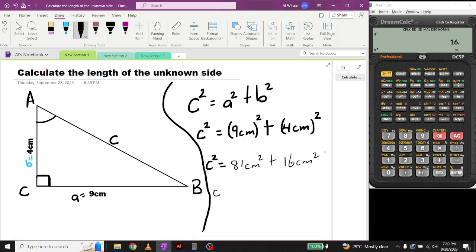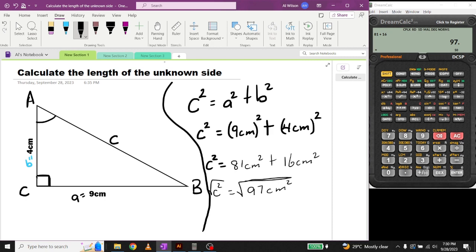So here we have c squared is equal to 81 plus 16, and this is going to give us 97. So this is 97 cm squared. Now, many persons sometimes make the mistake of realizing that your answer is in c squared, but you're solving for c. So for this step now, you would have to square root both sides.